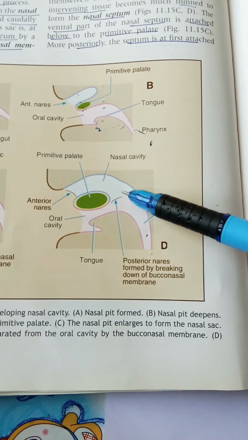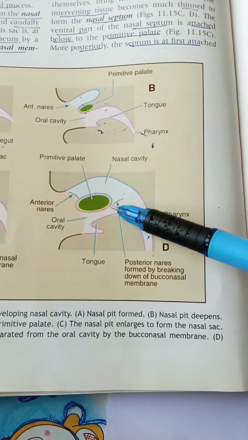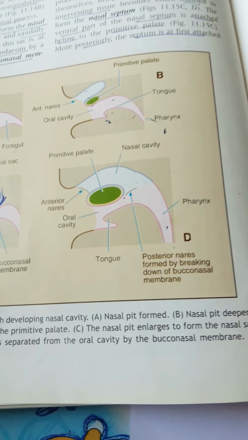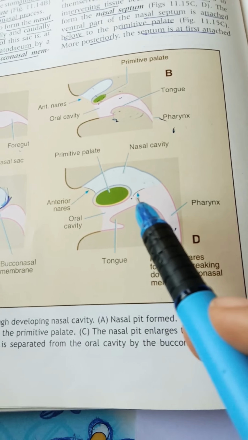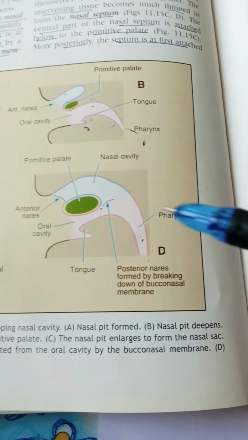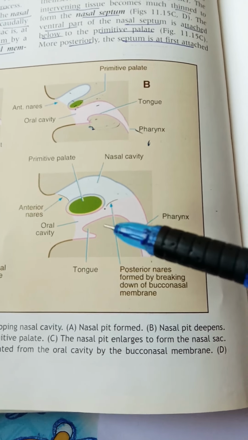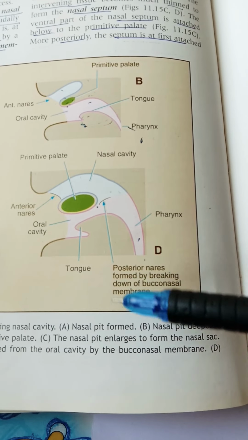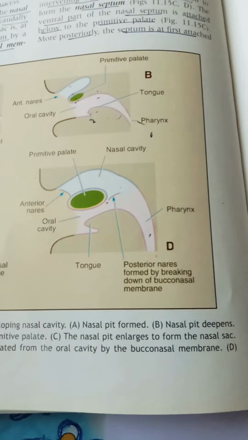And you can see these are the posterior nares, which are mainly formed by the breaking down of the bucco-nasal membrane. So the bucco-nasal membrane now breaks down, and the primitive palate takes its place over here, and it separates the nasal cavity from the buccal, oral cavity. So this is still the developing tongue, and the posterior nares are formed by the breaking down of the bucco-nasal membrane.